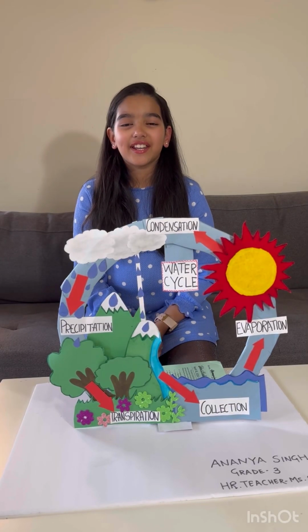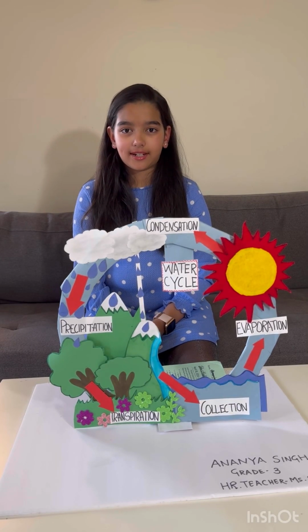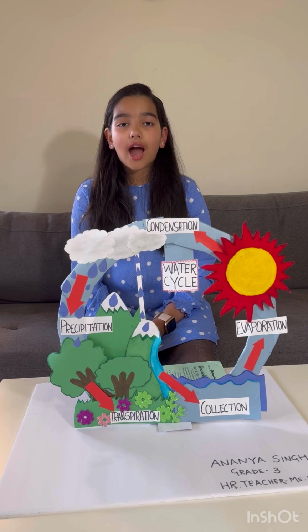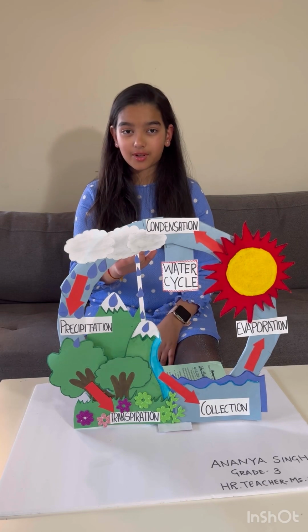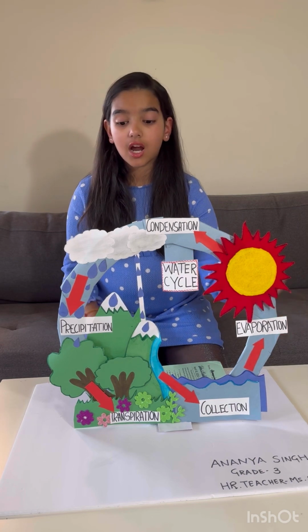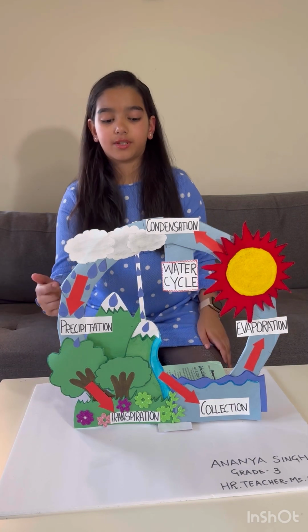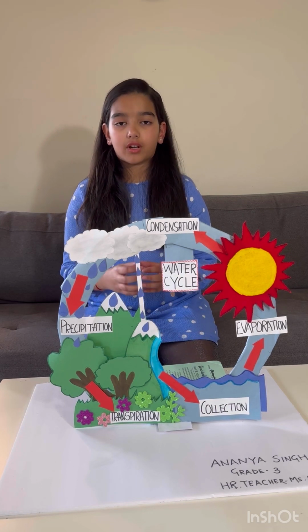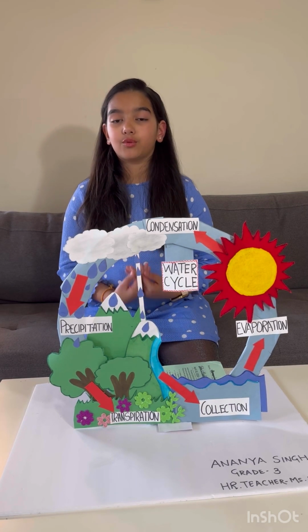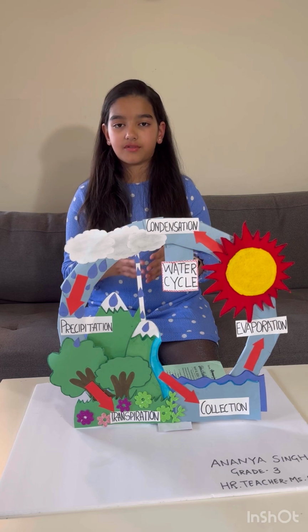Today I have a science fair in my school, John Marshall Elementary School, and I made a science fair project called the water cycle. There are 5 main parts in the water cycle: evaporation, transpiration, condensation, precipitation, and collection. Evaporation is when the water from the water bodies turn into water vapor and go in the atmosphere.